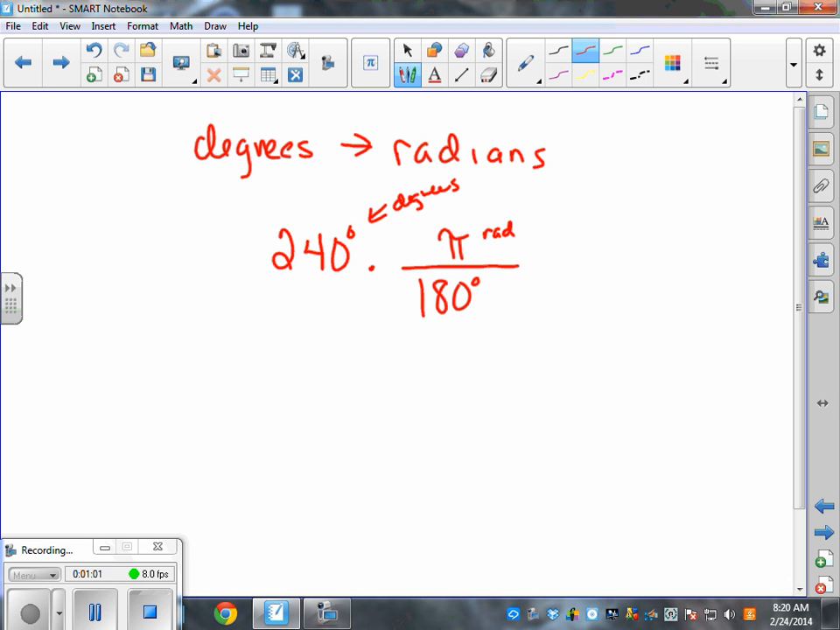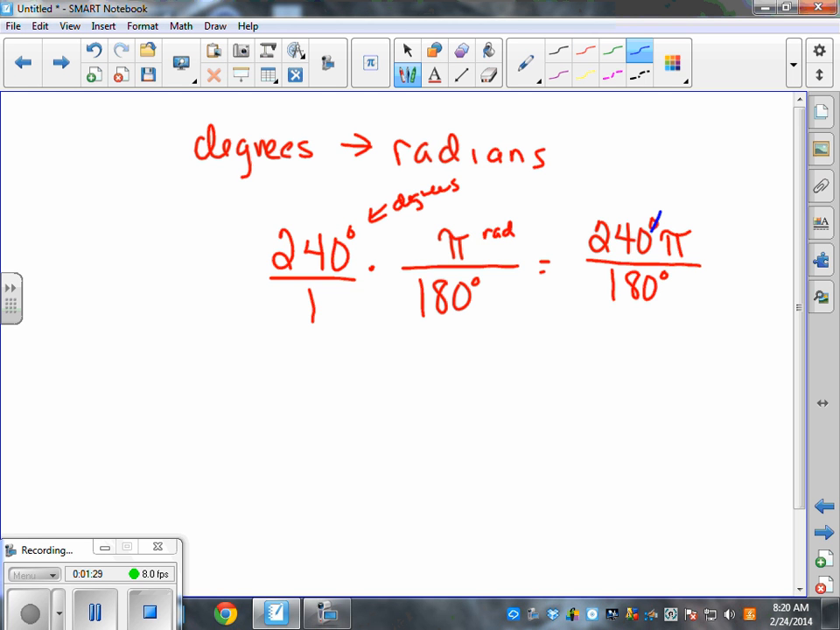Now usually we don't write the radians unit on there. It's understood that if you're not in degrees, you're in radians, although there is another measurement called gradients that you can use, but we're not going to do anything with those. So if I have 240 degrees over 1, times pi over 180 degrees, just multiplying across the top, I get 240 degrees times pi over, multiply the bottoms, 180 degrees.